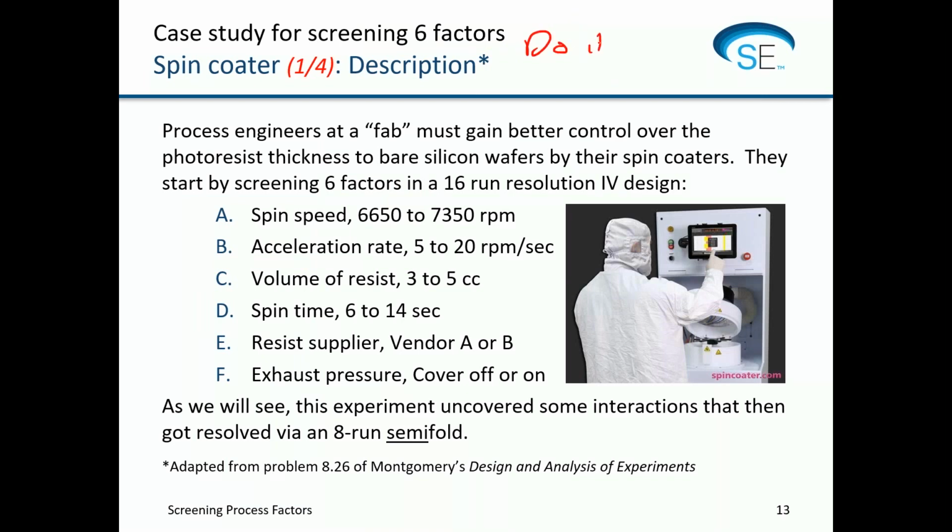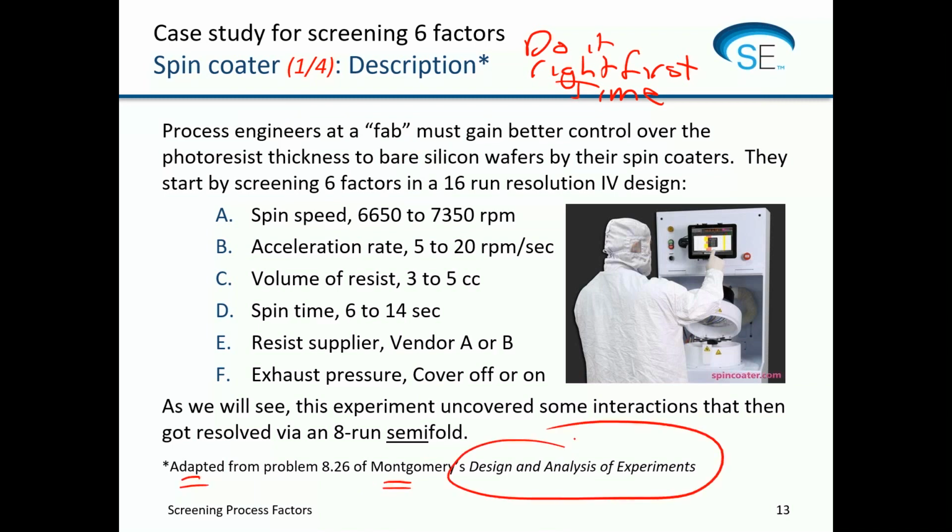All right, so I'll finish up with this case study that is doing it right the first time, which is using a resolution 4 for screening, not using a resolution 3, 2 to the k minus p or a Plackett-Burman, but going with a resolution 4. And this is also another example from Doug Montgomery that's been slightly adapted, but it comes from his book, Design and Analysis of Experiments, and it's problem 8.26. I think I'm one version behind, at least on his new editions, and sometimes those numbers shift a little bit, but you should be able to find this if you've got the Montgomery book.